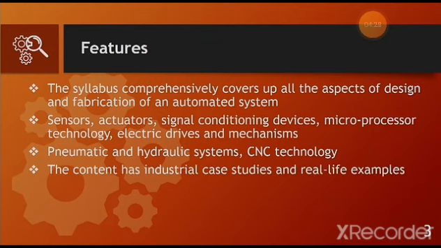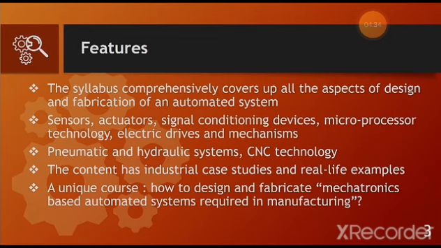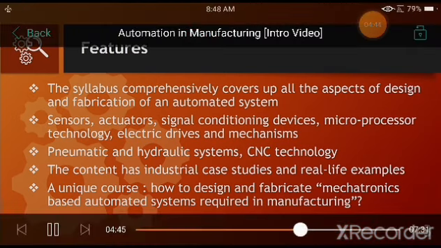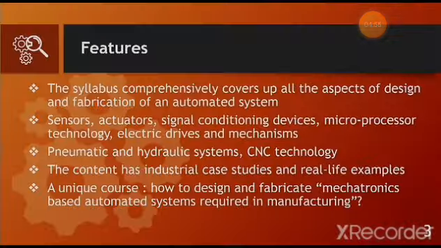The syllabus also has various industrial case studies and real life examples. The unique thing about this course is that it will make you capable of designing and fabricating mechatronics based automated systems which can be applicable in the manufacturing sector in particular. You can use mechatronics based systems for various other applications as well, but the focus of this course would be more on the manufacturing sector.